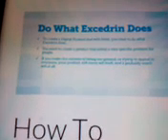To create a digital product that sells itself, you need to do what Excedrin does. You need to create a product that solves a specific problem for specific people. If you make the mistake of being too general or trying to appeal to everyone, your product will never sell itself, and it probably won't sell at all.